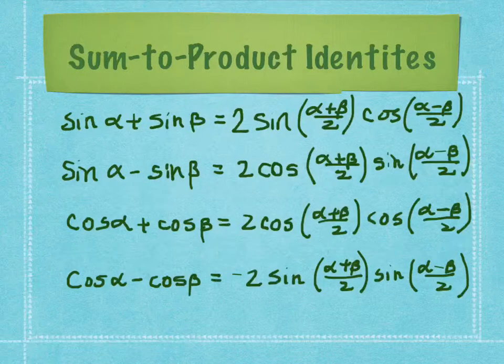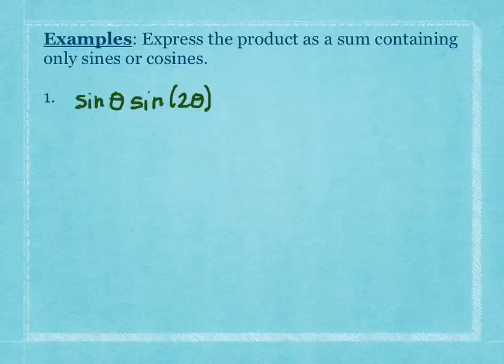The other set of identities are the ones that take sums, like sine plus sine and so forth, into products. So we've got sine plus sine, sine minus sine, cosine plus cosine, and cosine minus cosine. And we're going to jump right in with an example.